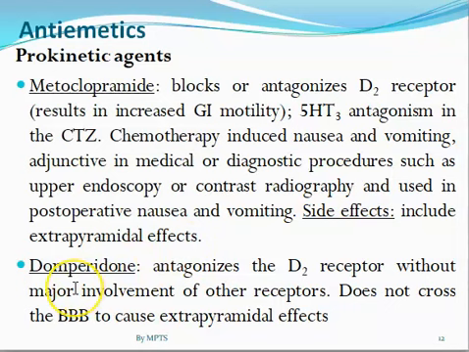antipsychotics. Now, domperidone antagonizes the D2 receptors without the involvement of other receptors. And this one does not cross the blood-brain barrier to cause extrapyramidal side effects. Now, I'm sure you are aware that in the pharmacy we have domperidone combined with pantoprazole, or what we call the Panto-D, because it doesn't cause extrapyramidal side effects, which may happen with Plasil or metoclopramide.